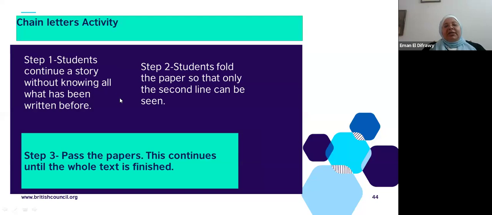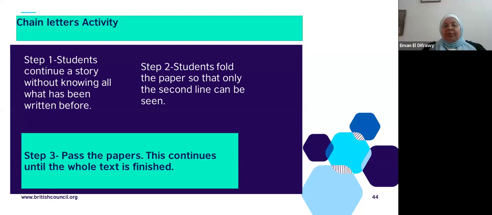The third idea is the chain letters activity. So step number 1, students continue a story without knowing all that has been written before. So I write something and then I pass it to the person next to me, I add the information without really looking at what was written before.